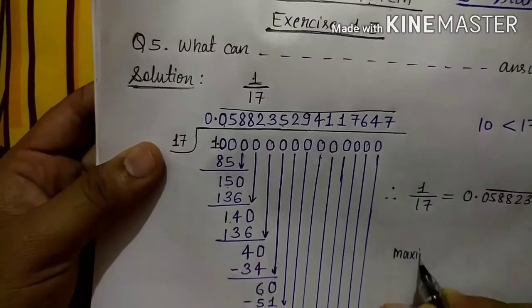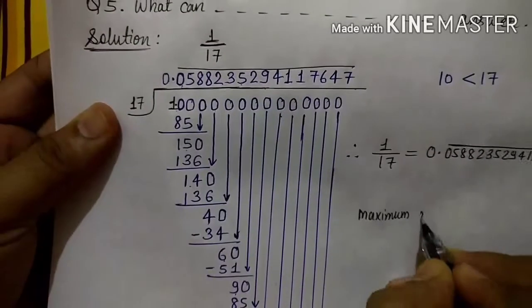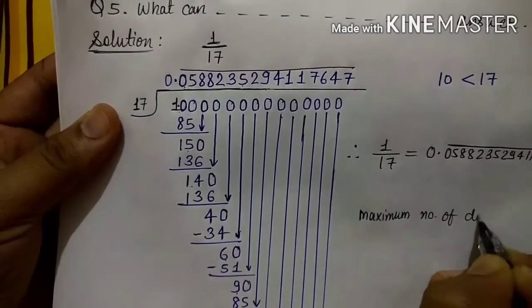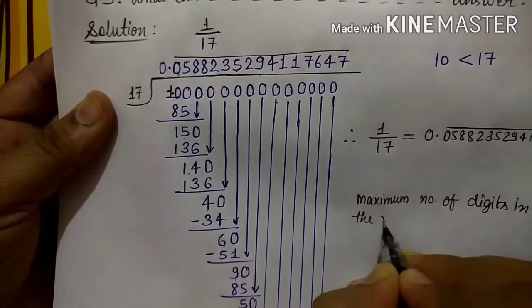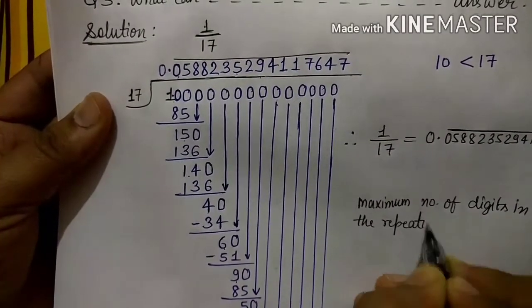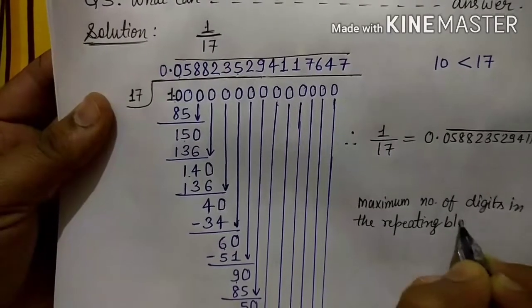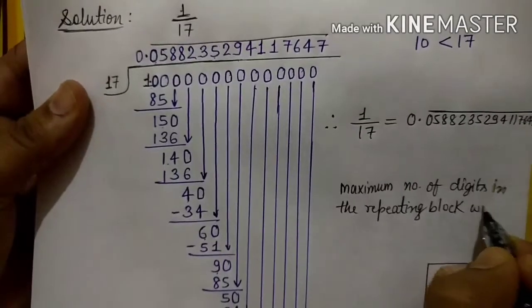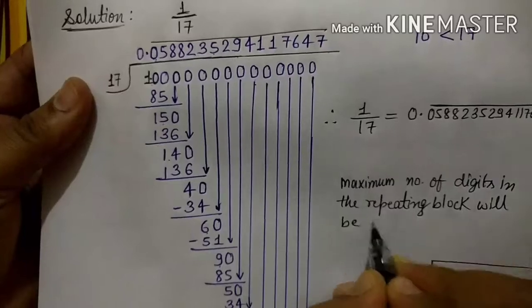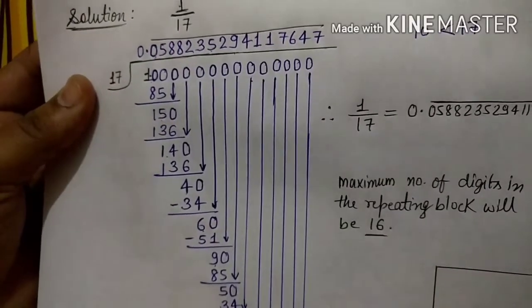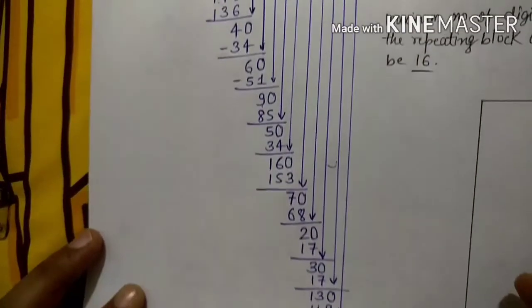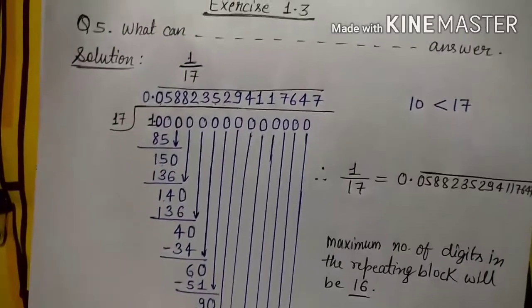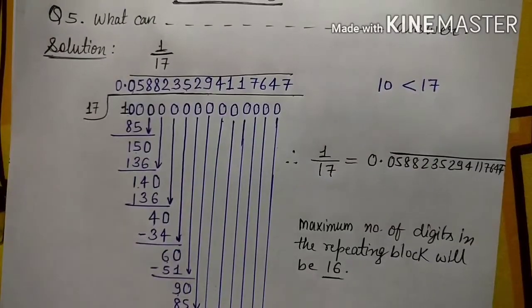The maximum number of digits in the repeating block will be 16. Clear or not? So this is our answer. So you have seen how long the division went. Okay, so you can now solve this type of question; I will give you some to solve by yourself. Now move to the next question.